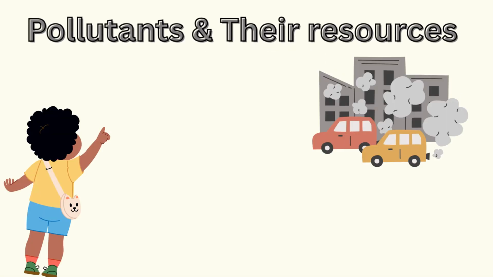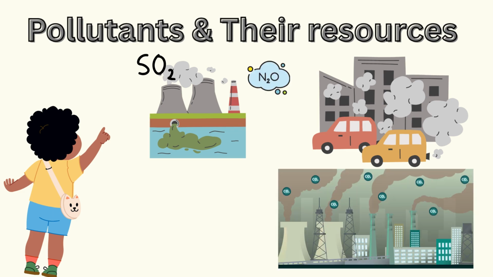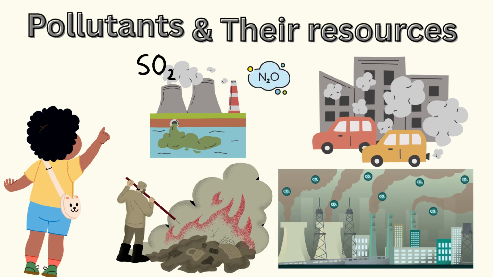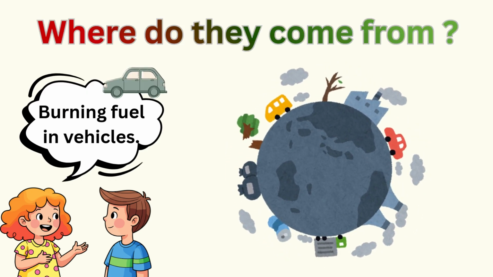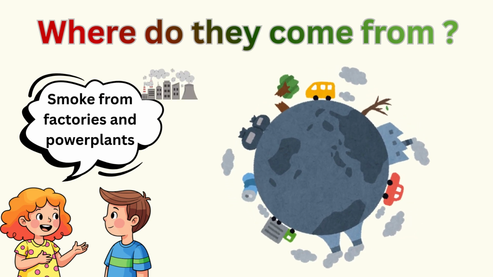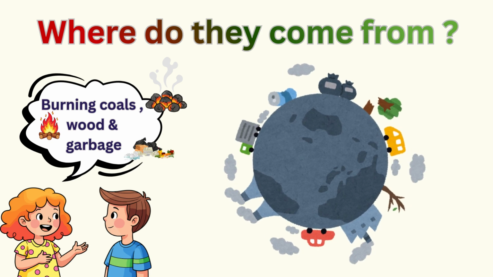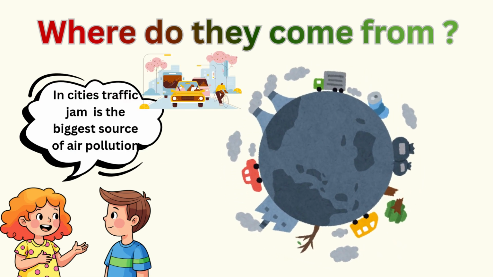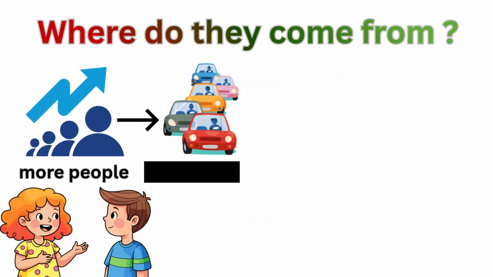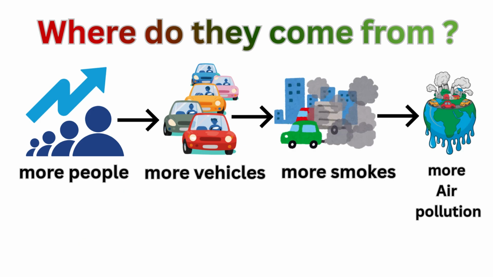The major air pollutants you must remember are sulfur dioxide, oxides of nitrogen, carbon monoxide, smoke, and dust particles. Where do they come from? From burning fuel in vehicles, smoke from factories and power plants, burning coal, wood, and garbage. In cities, traffic is the biggest source of air pollution. More people, more vehicles, more fuel burning, and more pollution.